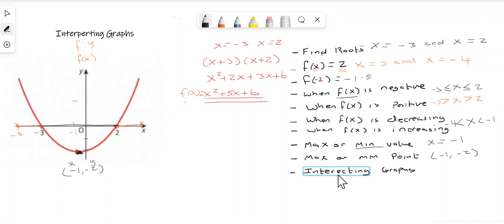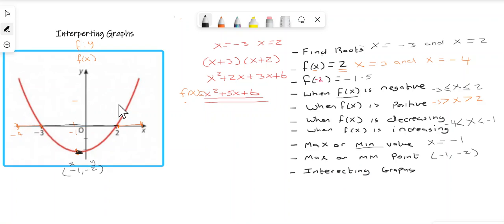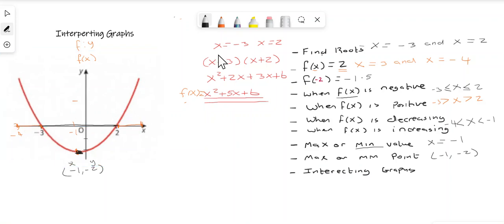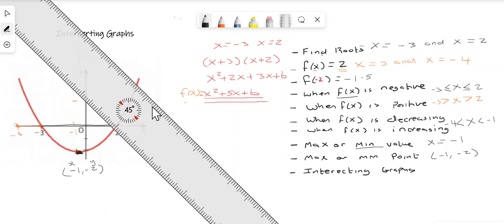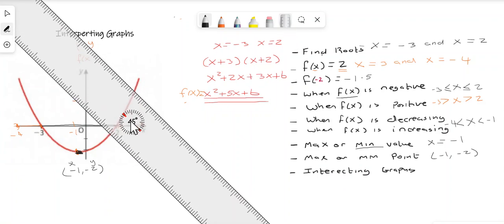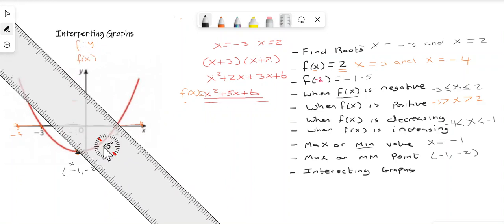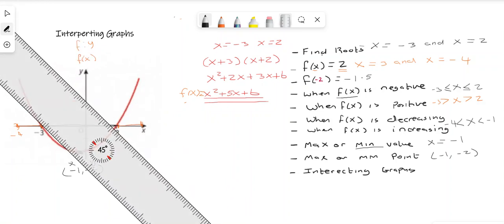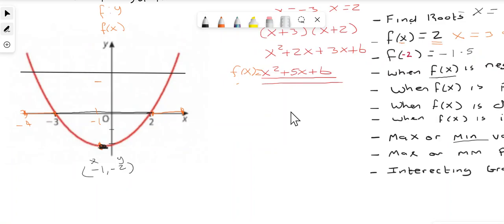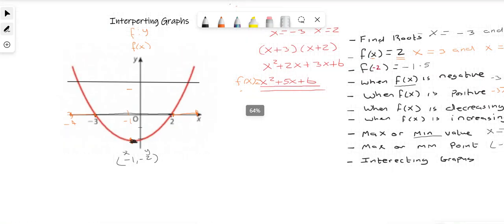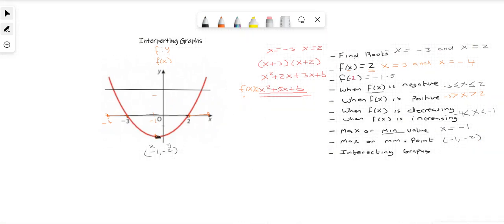And an intersecting graph would be if there's another line going across this quadratic. So if you had something like this, an intersecting graph, a line going across like this, the points at which it intersects would be this point here and this point here. And then all you'd have to do is list what point that is.